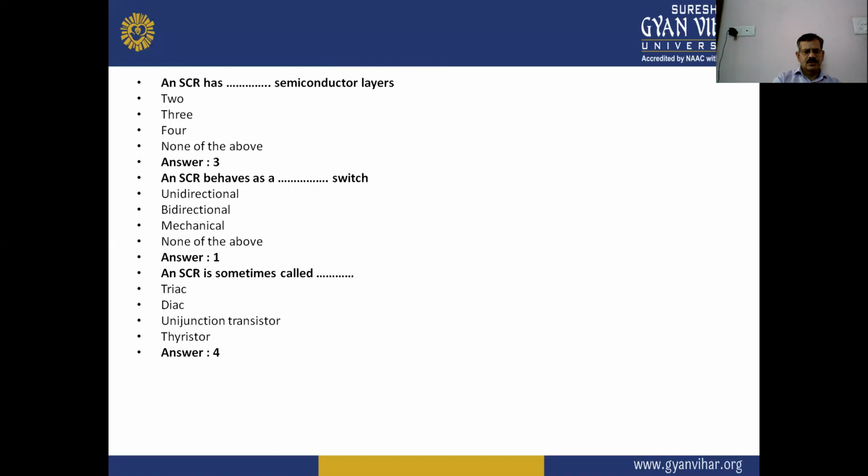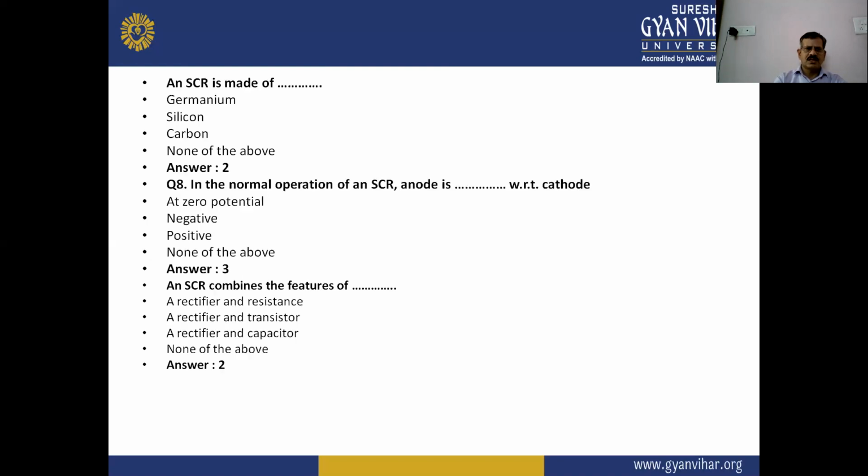And the next question: a silicon controlled rectifier is sometimes called triac, diac, unijunction transistor or thyristor. So another name of the silicon controlled rectifier is thyristor. So thyristor and SCR are the same. Sometimes SCR is also called a thyristor. So here the correct option is fourth, thyristor.